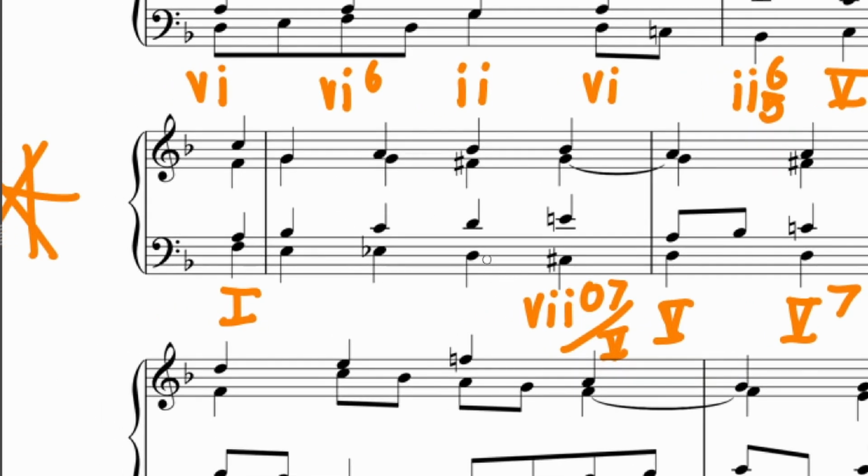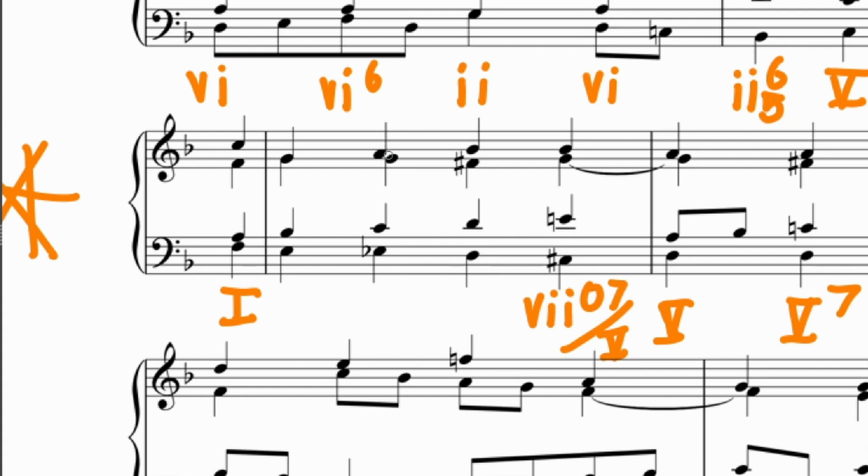Alright, so now what's this? Okay. So we have D, D, F sharp, B flat. Ooh. Okay, so this is an augmented chord. Am I correct in saying that? Yes, I am. Fantastic. Okay. So technically this is an augmented chord. Let's see what it's doing.